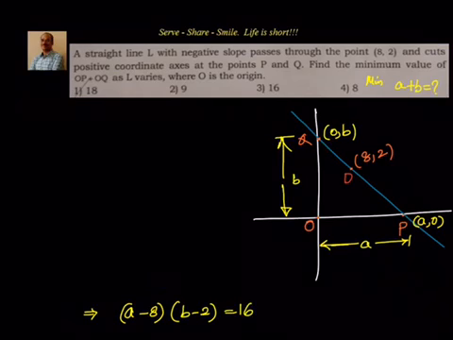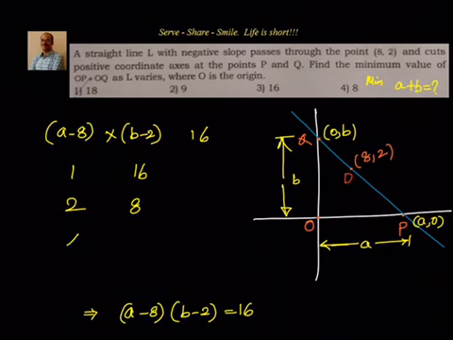Now we look at the solutions, and all the values given for A plus B are integers. So if A plus B is an integer and A and B are integers, then A minus 8 and B minus 2 also should be integers. In that case, (A minus 8) into (B minus 2) equals 16. The combinations can be 1 into 16, 2 into 8, and 4 into 4.